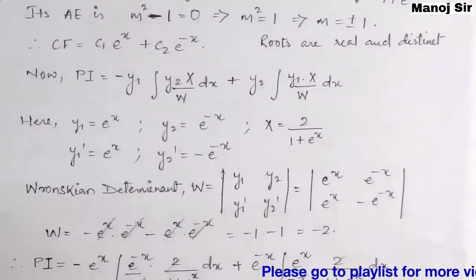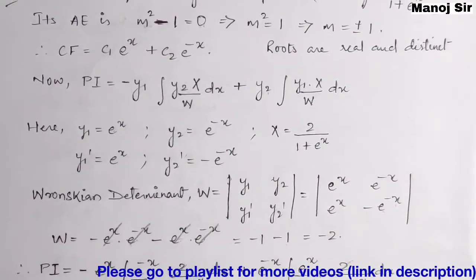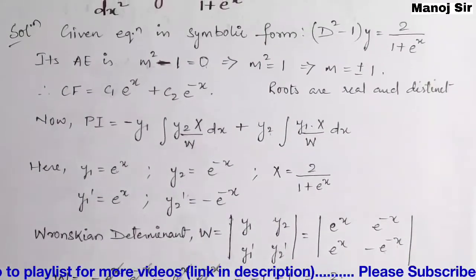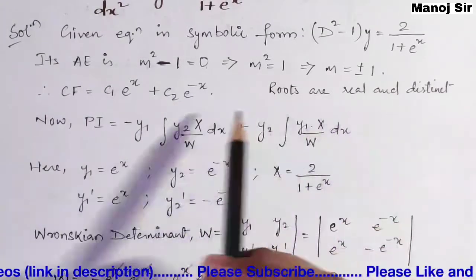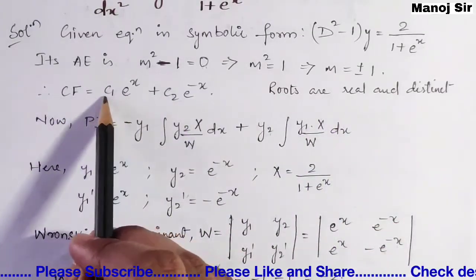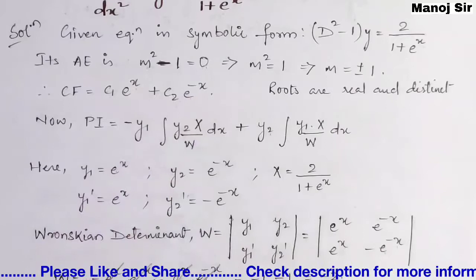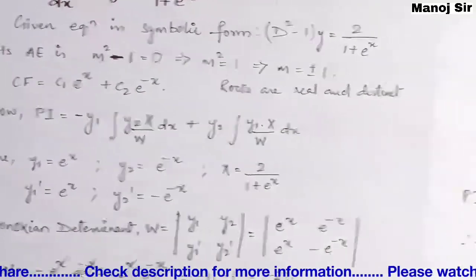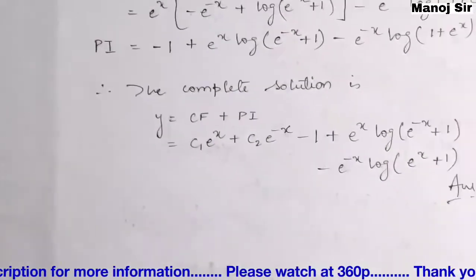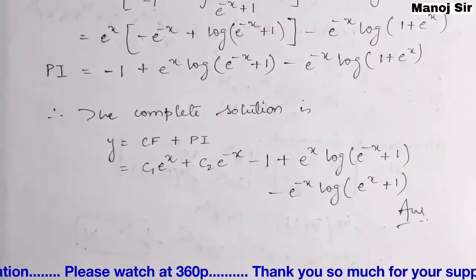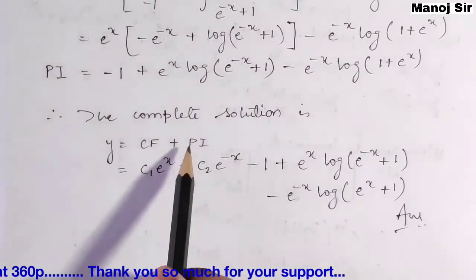That is CF plus PI. What is the value of CF? Let us see once again. Yes, in the question itself, the roots were real and distinct. So CF equals C1 e to power x plus C2 into e to power minus x. So here again, we can say the complete solution for this equation is CF plus PI.